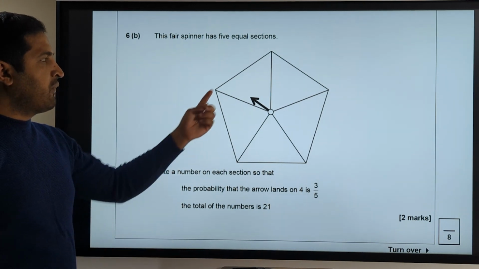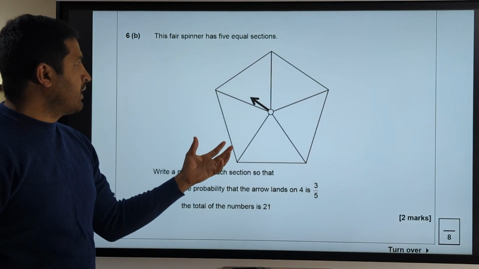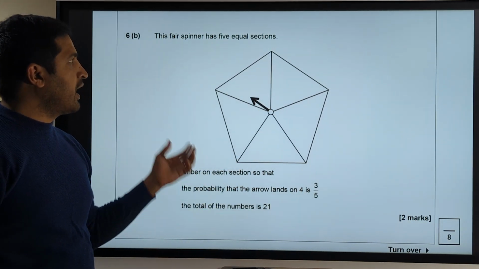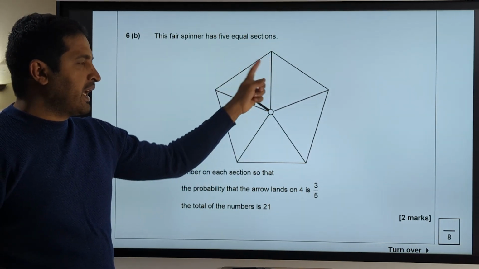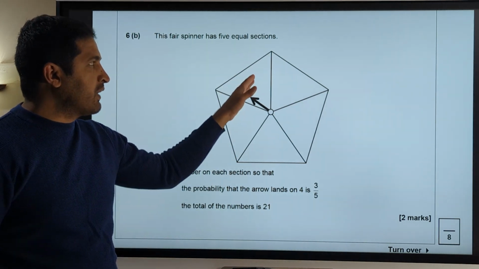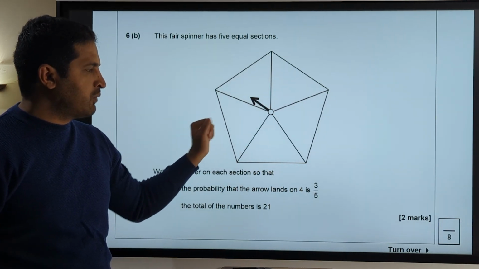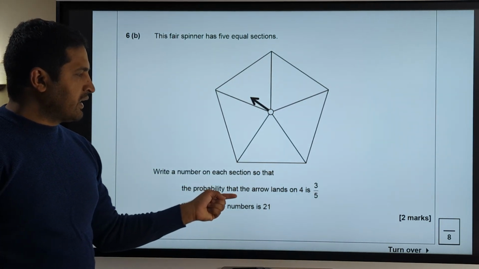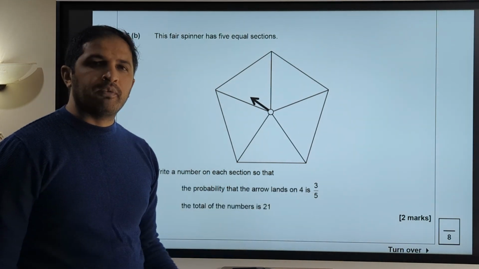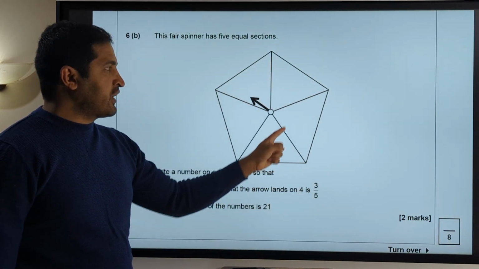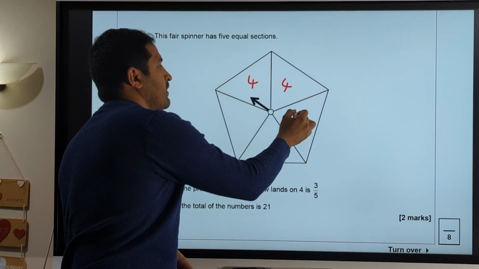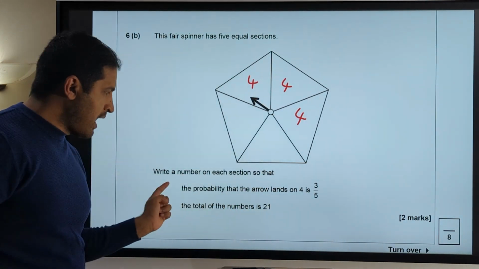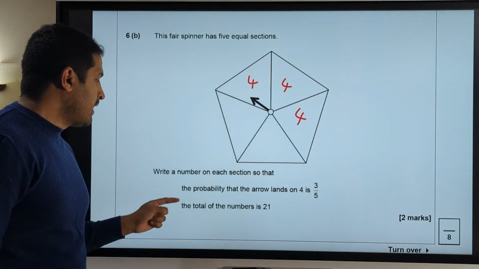A fair spinner has 5 sides now, and they are equal sections as well. So they are all exactly 5 equal sections. That spinner can stop at any one of those 5, with the same probability. 1/5, 1/5, 1/5, 1/5, and 1/5. So the probability that the arrow will land on 4 is 3/5. That means 3 of these sections have 4 in them. And if you write that down, you get 1 mark because you met the first condition.